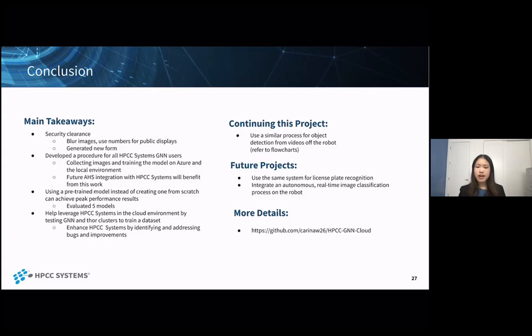And in the future, the same system could be used for license plate recognition or to automate this entire process of classifying images on the robot for new students.